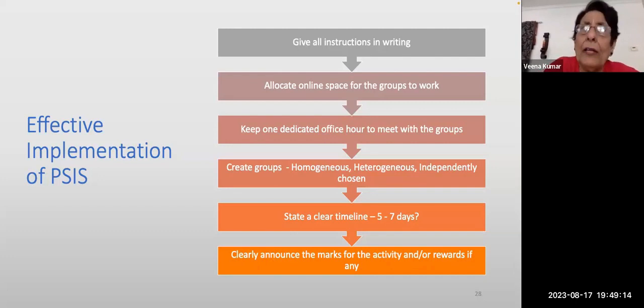You can also have an online office hour. I do, because I teach online, so I have everything online. Create groups, you will learn more about it, but right now you can do anything. Create groups, give them a clear timeline. Best is 5 to 7 days, 10 days is the maximum. It will make no difference whether you give them 2 weeks or 3 weeks. They are only going to work on the last couple of days.